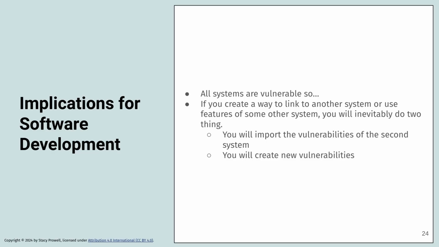So what are the implications? Well, again, we have to go back to that initial statement that we keep saying over and over again. All systems are vulnerable. If you create a way to link to another system, so I've got two systems, and I figured out a way to link them together. I've got my database over here, my word processor over here, my spreadsheet program over here, my web browser over here, and I'm going to plug them all together. What I'm basically doing is running the risk of importing the vulnerabilities of one system into the second system, or any other system I'm connecting with.